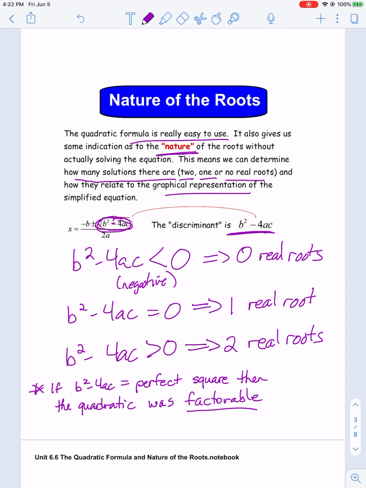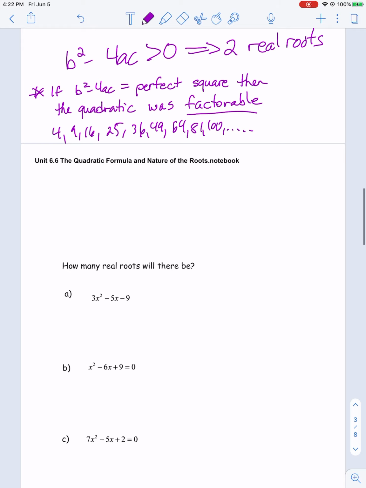So what's a perfect square? Well, that's a number like 4, 9, 16, 25, 36, 49, 64, 81, 100, and so on. I mean, it could be a huge number. You just square root it, and if you get a nice, pretty number, then you're good. It was factorable in the first place. So that's just a little bit extra. So if you ever want to test to see if you can factor something, then you do b squared minus 4ac. If that's a perfect square, then you could have factored it to solve it. You don't have to use the quadratic formula, but you can always use the quadratic formula.